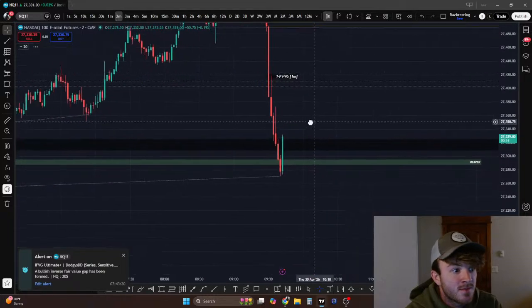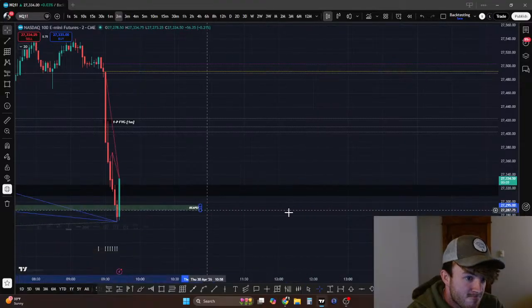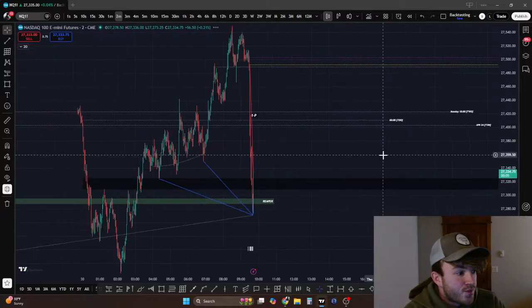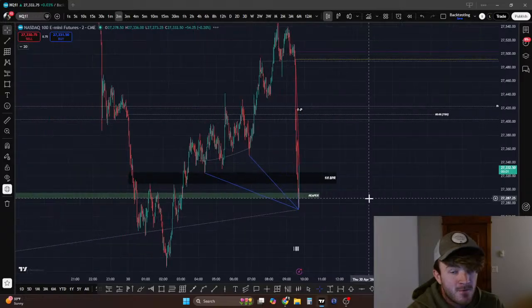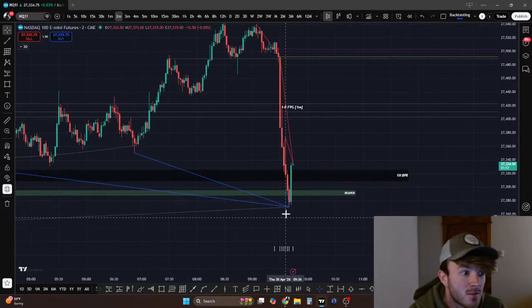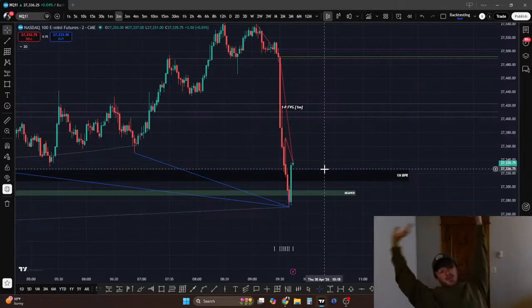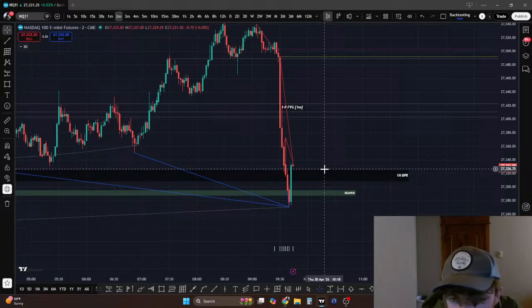No internal sweep. Macro will be at 9:50. So could this inversion play out? Maybe, but I don't think so because there's no internal sweep. But hey, maybe. Probably not.